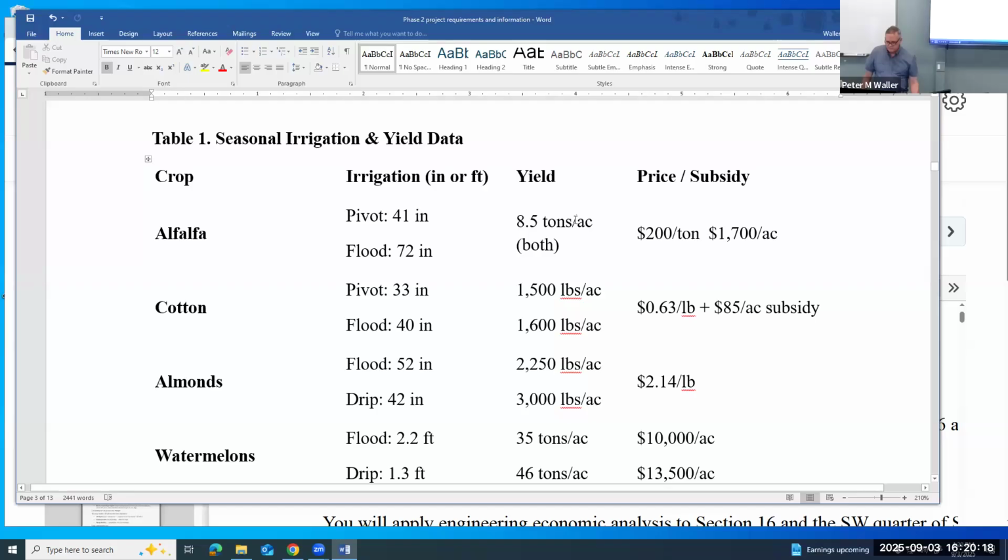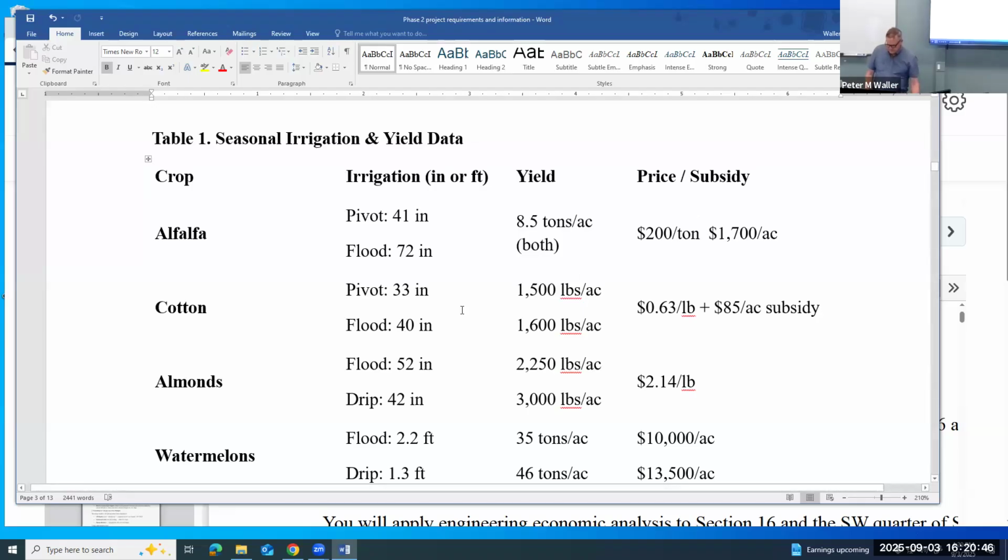And then for both of them, the yield is 8.5 tons an acre. And the price is $200 a ton. A couple years ago, it was $400 a ton, but it's gone down to $200 a ton. Probably because everybody put in alfalfa, I'd imagine, because it was so expensive. So if it's $200 a ton, that means you make $1,700 an acre for selling it.